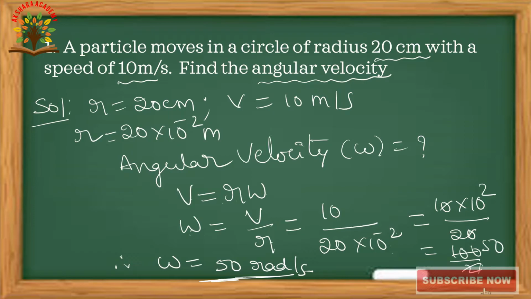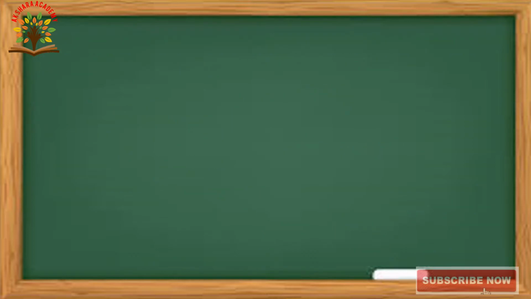10 to the power of minus 2 going in the numerator becomes plus 2, so 10 into 10 square by 20. Here the zeros cancel, 2 is there. 10 square is nothing but 100, 100 by 2 is 50. So angular velocity we are getting, omega is equal to 50 radians per second. Next we will go to the next question.